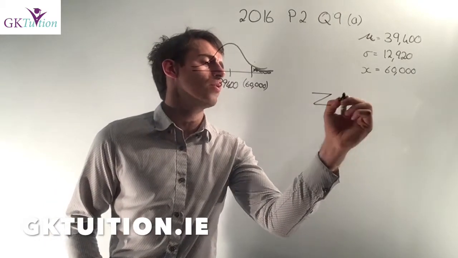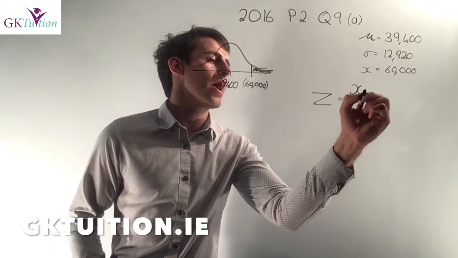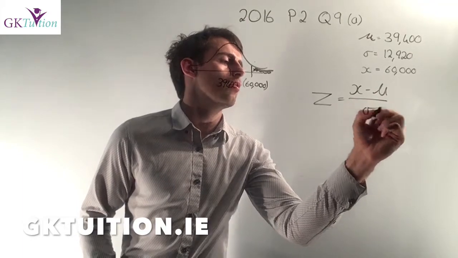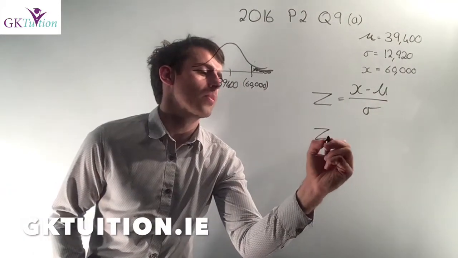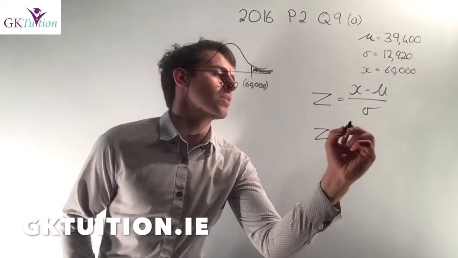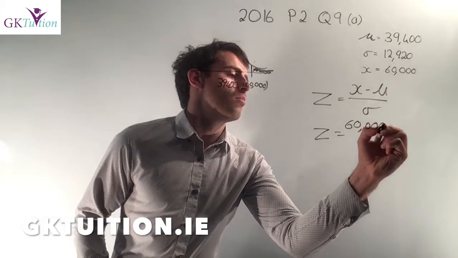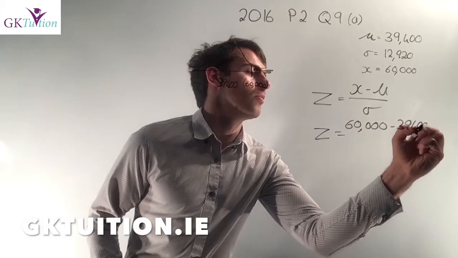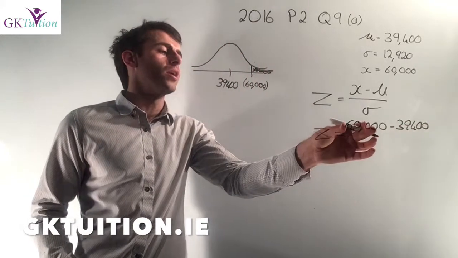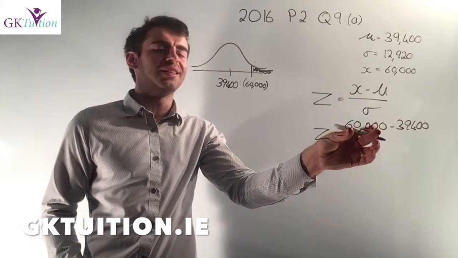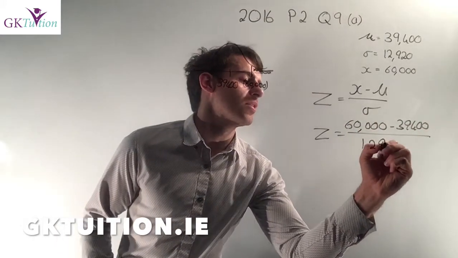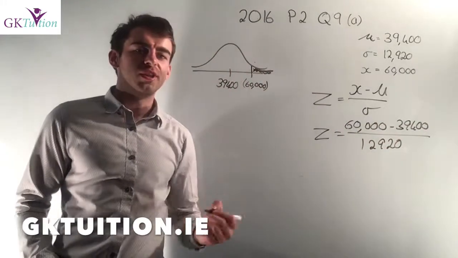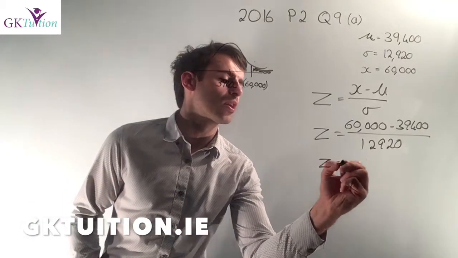The standardizing formula is given as z is equal to x minus mu over sigma. So I've been given all my information, I can just sub it straight in. So in this case, my z is going to be 60,000 minus 39,400. So basically I'm comparing the 60,000 to the mean of the sample. And I'm dividing that by the standard deviation. And if we do that, in this case our z-score works out as 1.59.